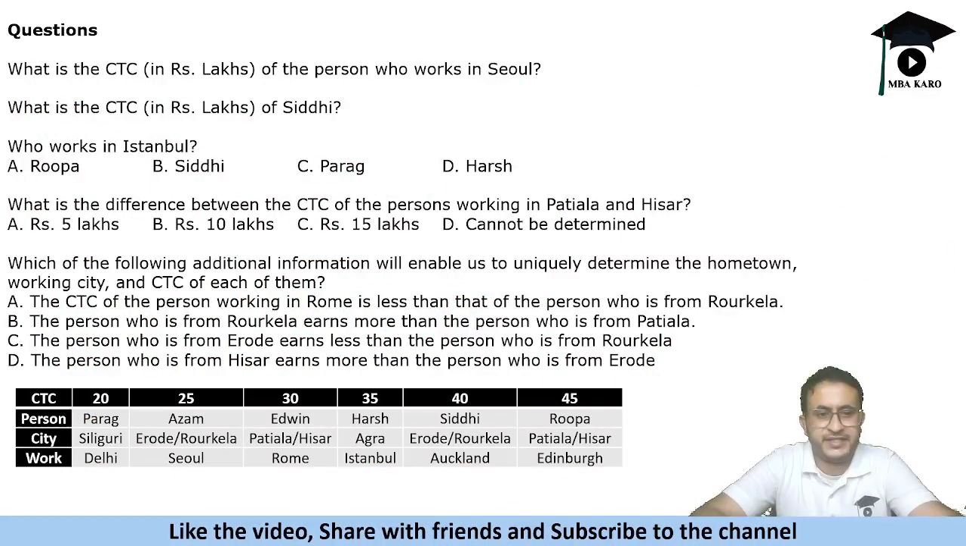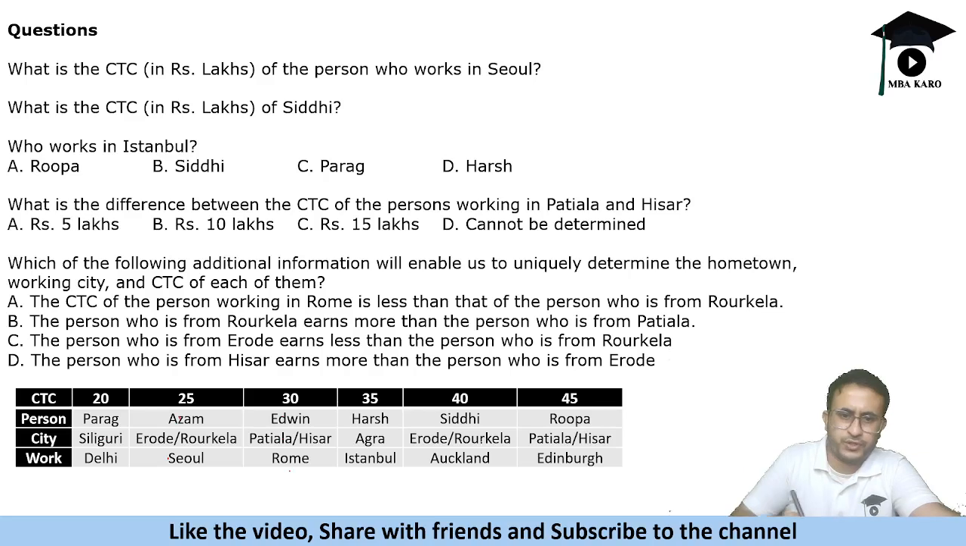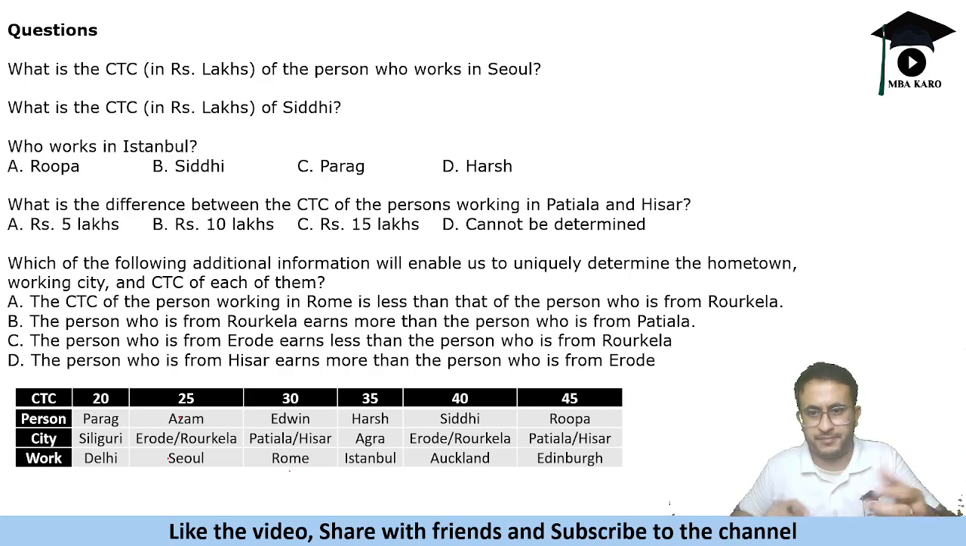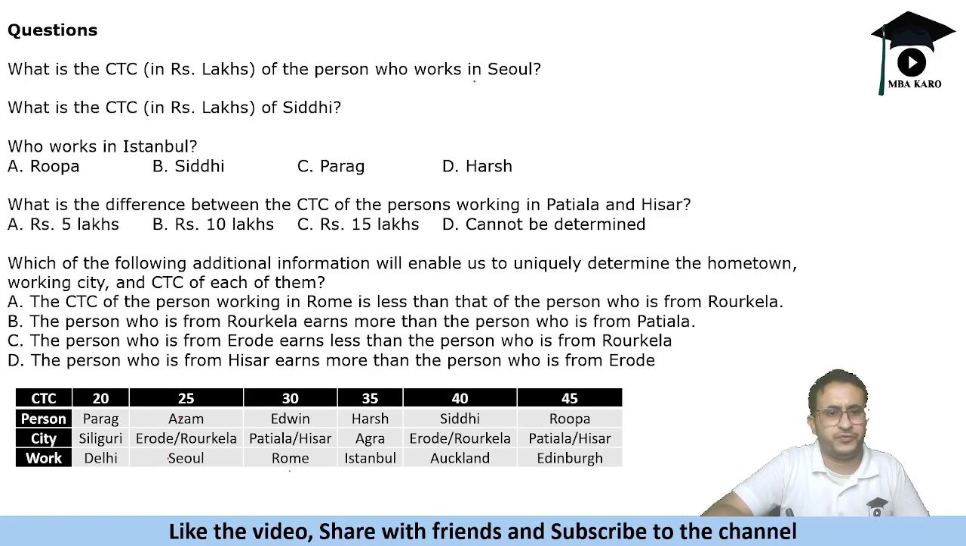What is the CTC? So we have put this PSD. Azam is Seoul, right? Erode or Rourkela. Edwin is from Patiala or Hisar, belongs to Rome. So it satisfies all the conditions. So instead of a vertical table, I have given a horizontal table. The CTC of the person who works in Seoul is 25 lakhs. The CTC of Sindhi is 40 lakhs.